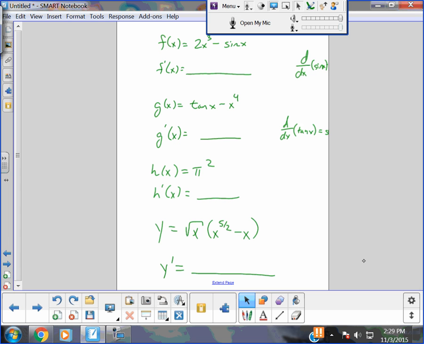Right, so I have 4 functions. All right, the first 2 are composites. H of x, I'll talk about that in a second. The last one is kind of a composite also. But again, these all follow the power rules.